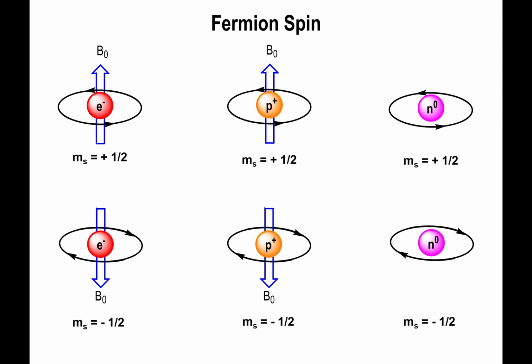Now, the other thing that we're also going to talk about that will be of importance is the fact that when a charged particle spins on its own axis, it does create a magnetic field. And this will play a big role in the NMR spectra that we'll talk about later on.